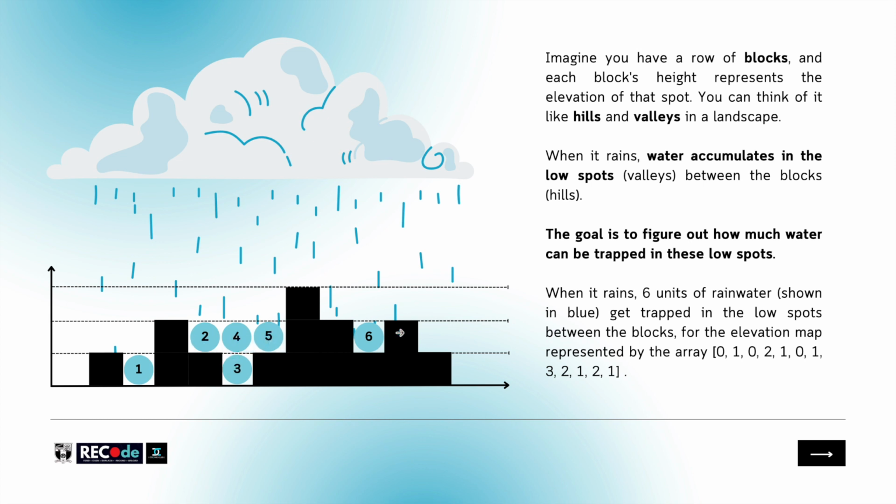Imagine you have a row of blocks and each block's height represents the elevation of that spot. So you have a row of blocks, which is what is given in the array, and each block's height represents the elevation. So you have 0, 1, 0, 2, 1, 0, 1, 3, 2, 1, 2, 1, and so on. When it rains, water accumulates in the low spots or valleys between the blocks, which you can consider as hills. The goal is to figure out how much water can be trapped in the low spots. When it rains, 6 units of rainwater get trapped in the low spots between the blocks for the given test case.